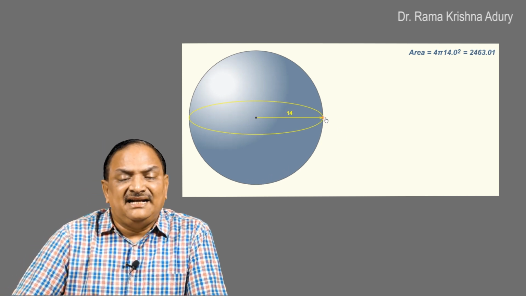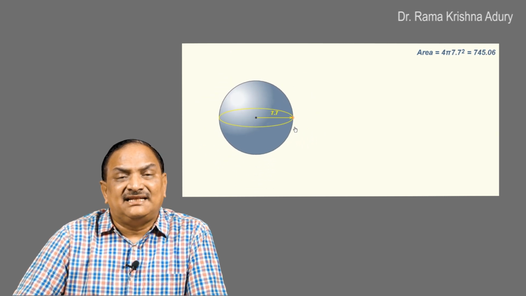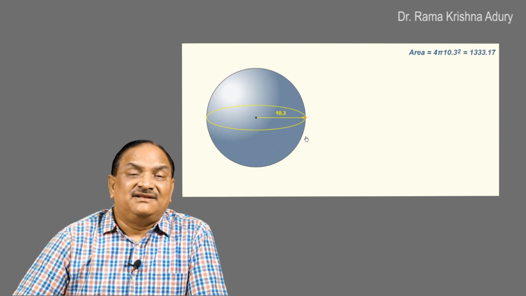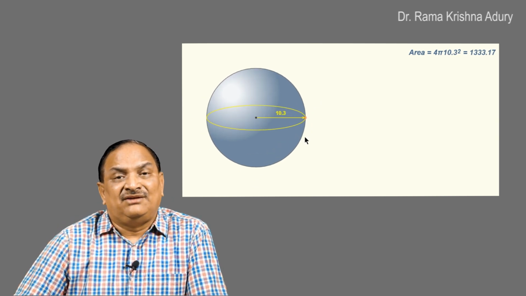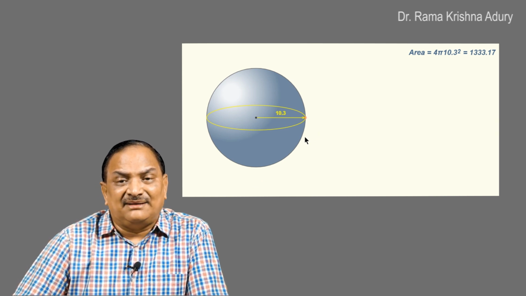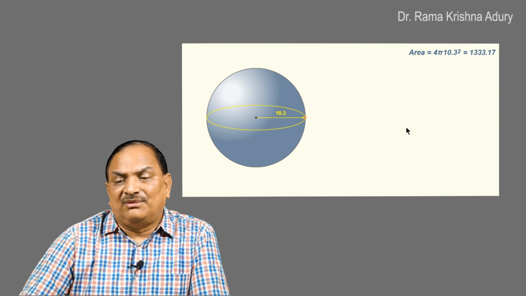I can change the radius and increase or decrease the surface area. But remember, if I double the radius, the surface area increases 4 times. So that is what you have to remember. The volume of a sphere is 4/3 pi r cube, and there is only one surface area for a sphere. It is 4 pi r square. That is what you should remember.